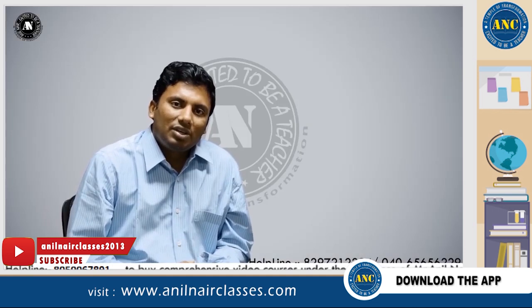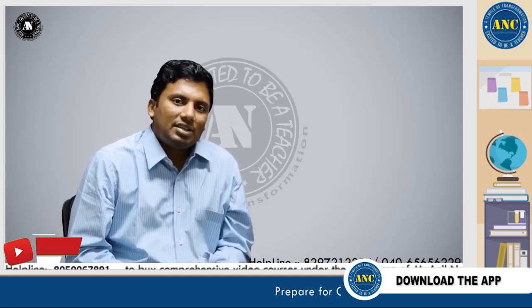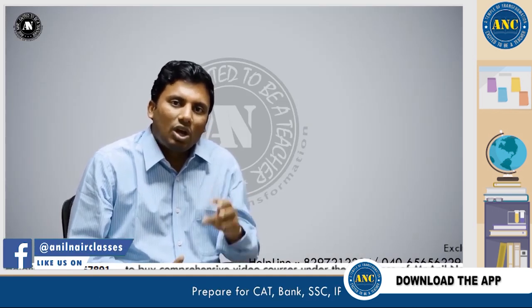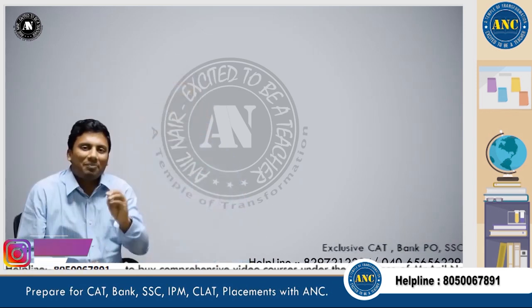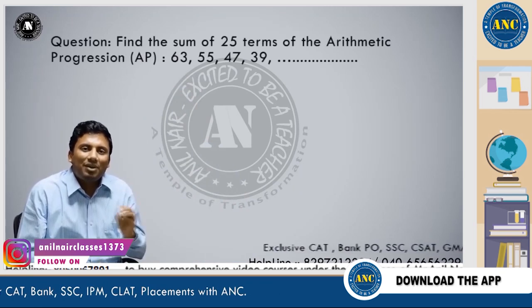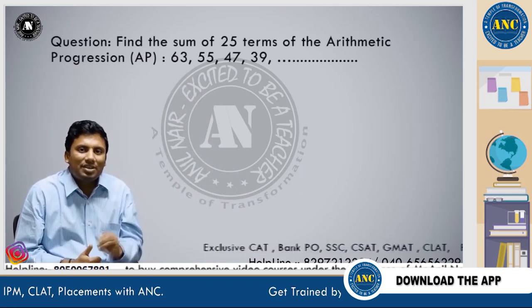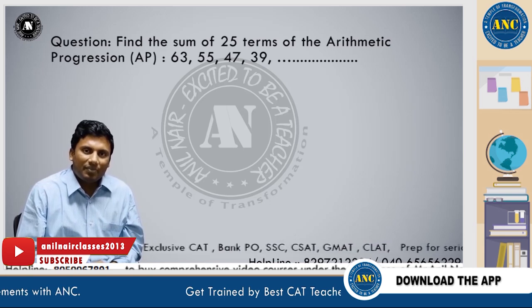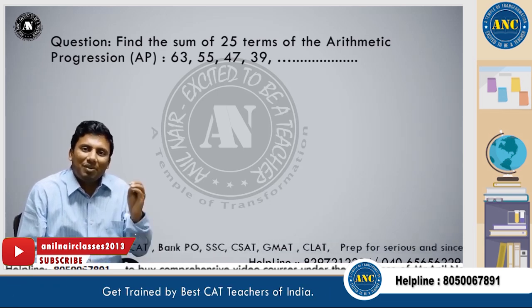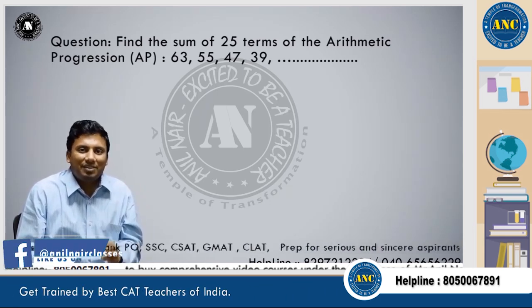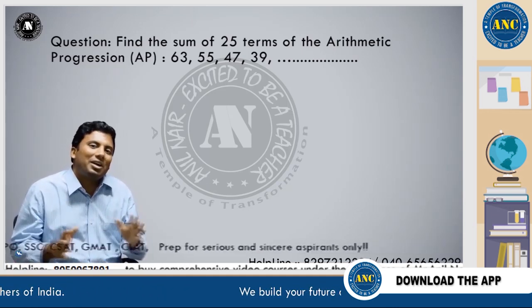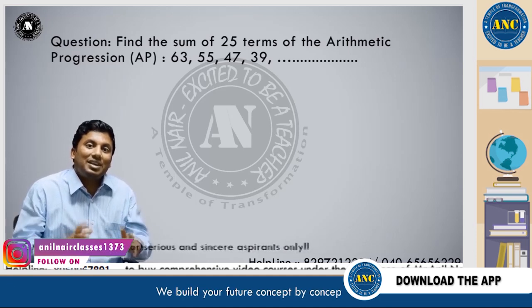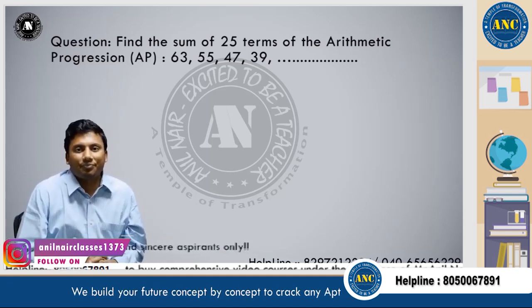Today in this video, let us see some better approaches to solve problems from arithmetic progression. Problem: find the sum of 25 terms for the sequence 63, 55, 47 and so on. Before solving with the better approach, let us see the traditional method of solving.